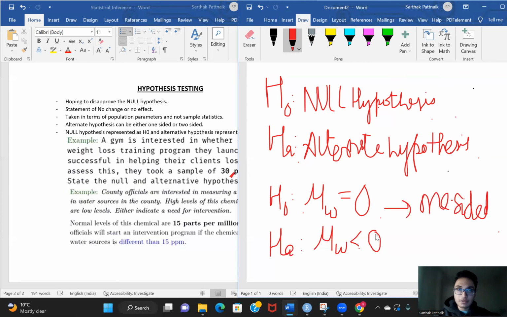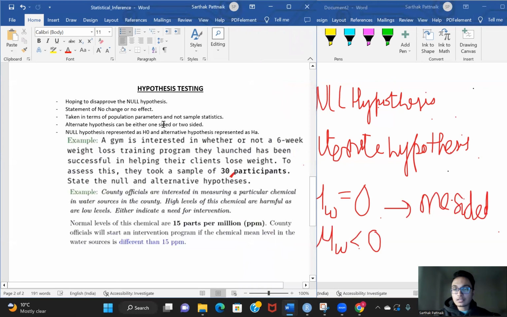Now we look at one more example, and this example will help you understand the difference between one-sided and two-sided. We have already seen a condition of one-sided. Now, this is an example that elucidates how a two-sided alternative hypothesis problem is crafted. The example reads: county officials are interested in measuring a particular chemical in water sources in the county. High levels of this chemical are harmful, as are low levels. Either indicate a need for intervention.